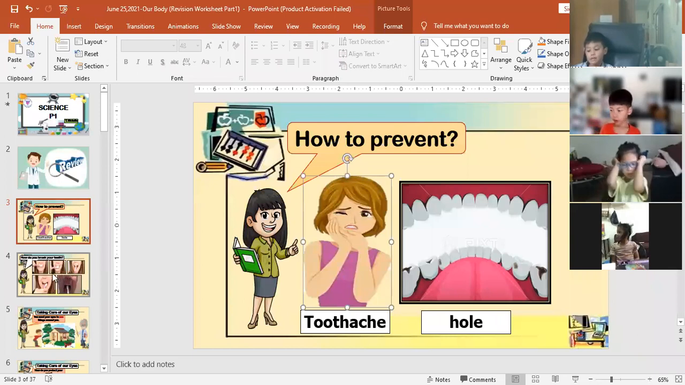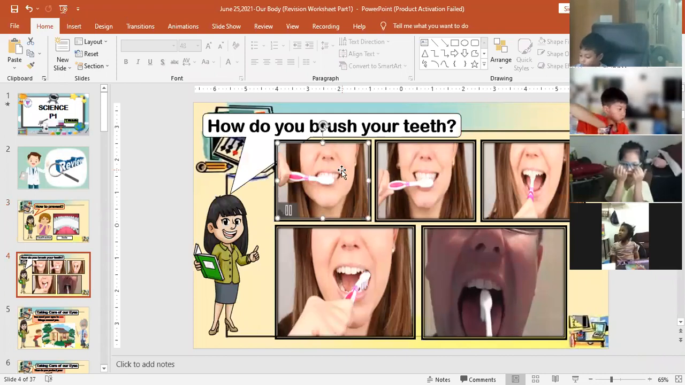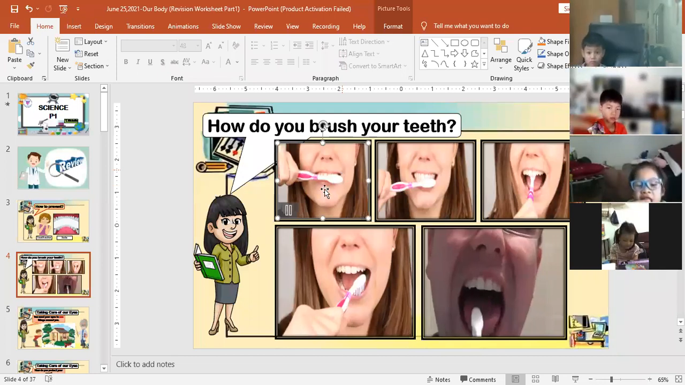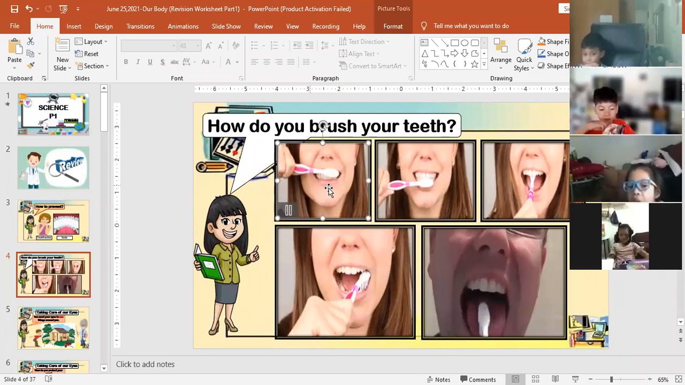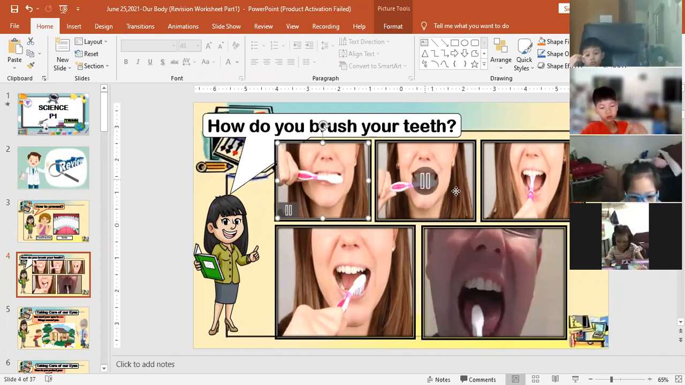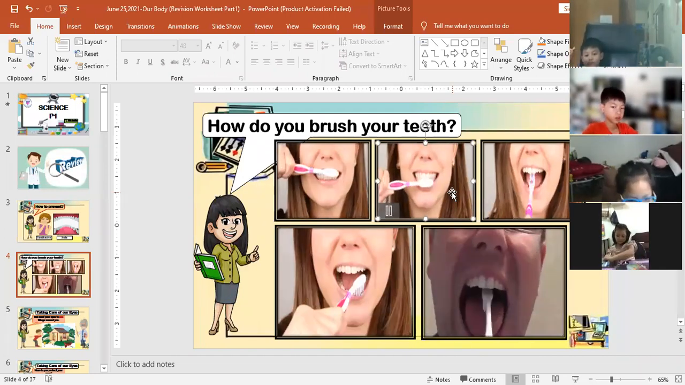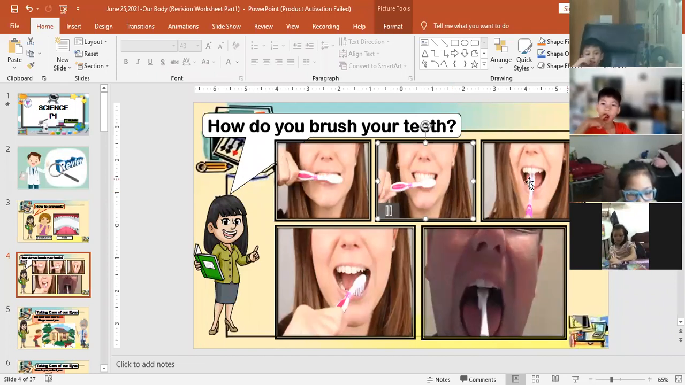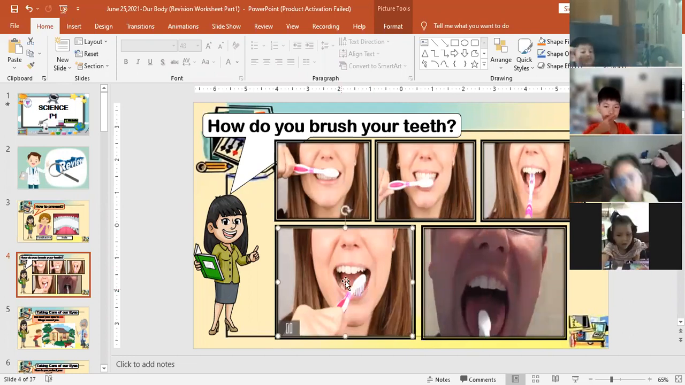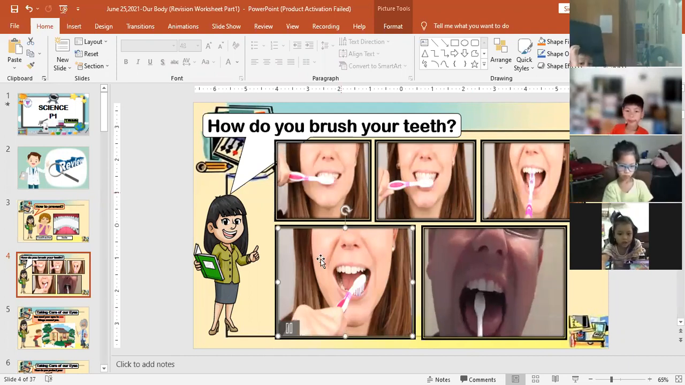This is the way on how you brush your teeth. First, we have circular motion, circle. Look at how the girl is brushing her teeth. Next one, we have number two. Brushing the lower part of the teeth, and then going inside. Upper part, this one, and also brush your tongue. So these are the proper way on brushing your teeth.